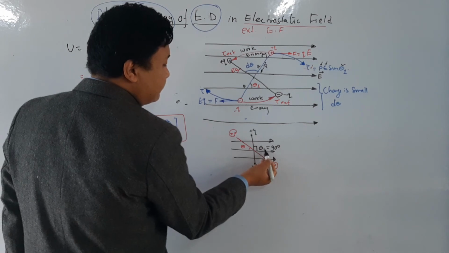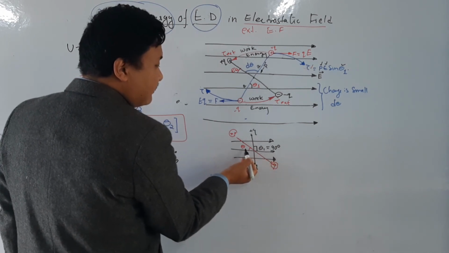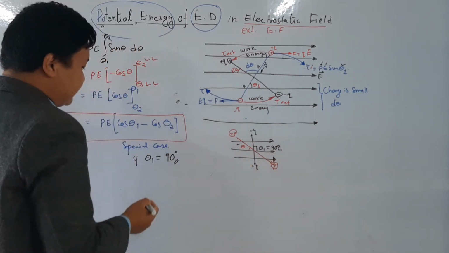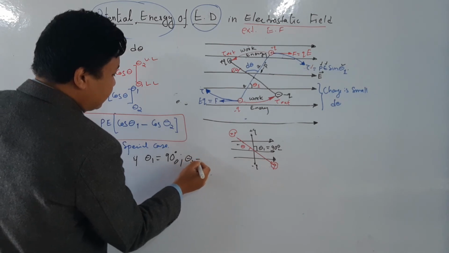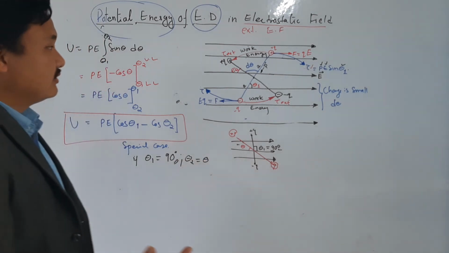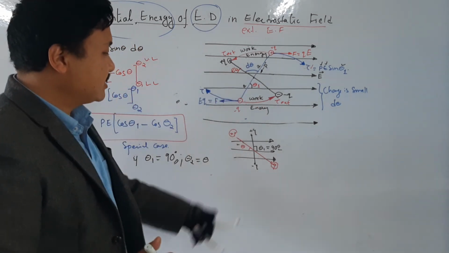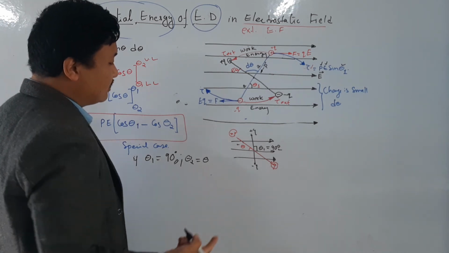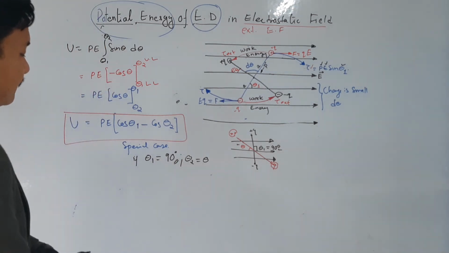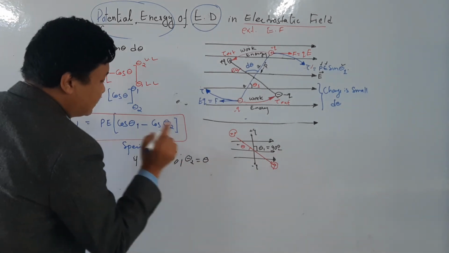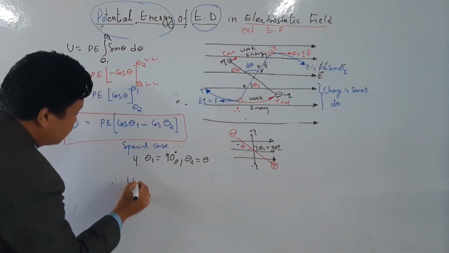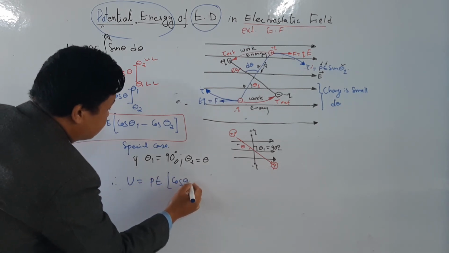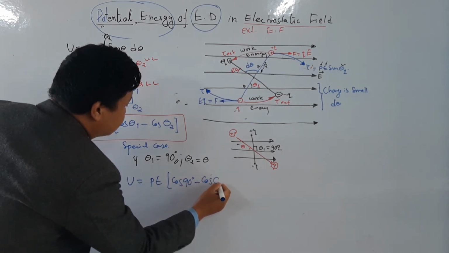From theta 1 to theta 2, first case, but theta 1 is 90 degrees, so I will just write theta. Then theta 2 is equal to theta. Any angle, first it was theta 1 and theta 2. In the special case, let theta 1 be 90 degrees and theta 2 be theta. Then what do I get? I get PE times cos of theta 1, which is 90 degrees, minus cos of theta 2, which is theta.